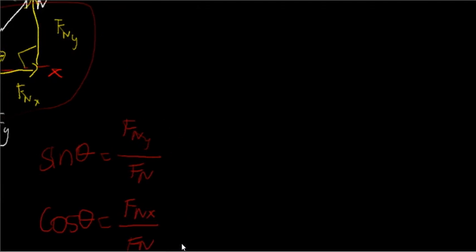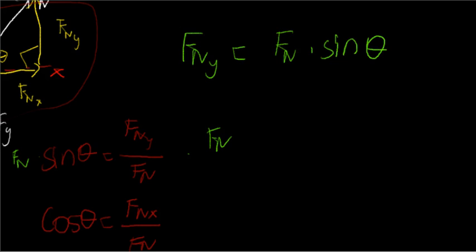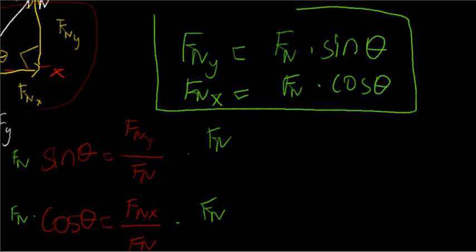Now, what's interesting is we can use this to solve for different aspects. We can say that now F_Ny, we multiply both sides by F_N, is equal to F_N times the sine of theta. And if we do the same thing here, multiplying by F_N, then we get F_Nx is equal to F_N times the cosine of theta. These two formulas are very important when we're trying to solve problems.